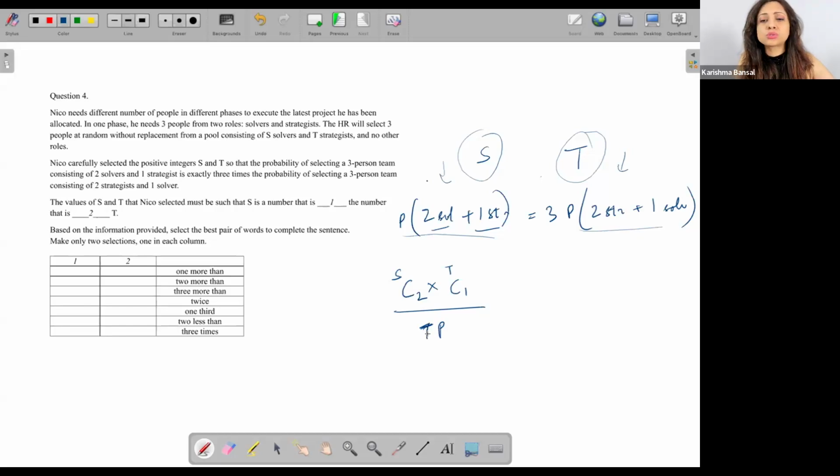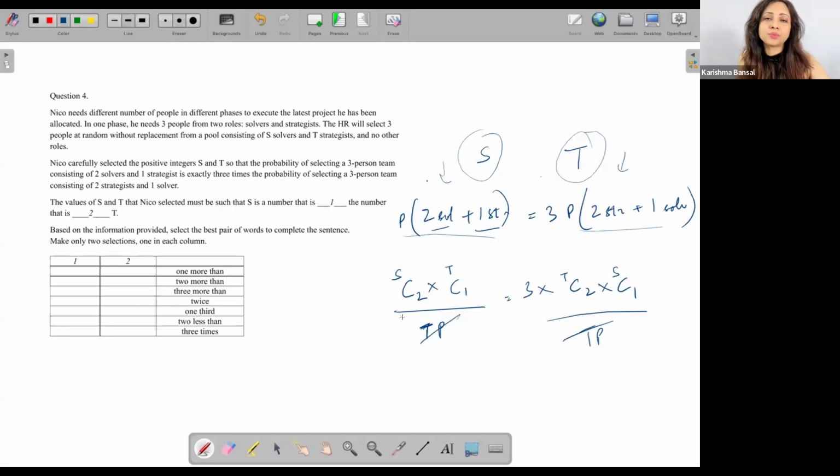In fact, if I'm actually solving this question, I'm just going to ignore the total because it is the same for both probabilities. All right, 3 times. Now I have to pick 2 strategists, which means TC2, and 1 solver, so SC1. This is my probability upon TP, the probability of selecting 2 strategists and 1 solver. Of course, this gets cancelled.